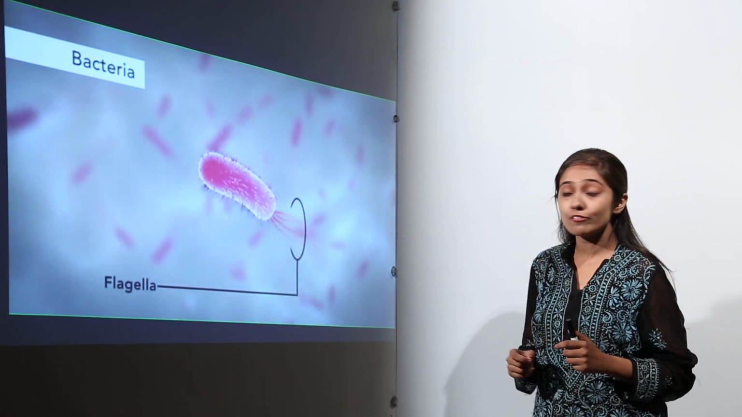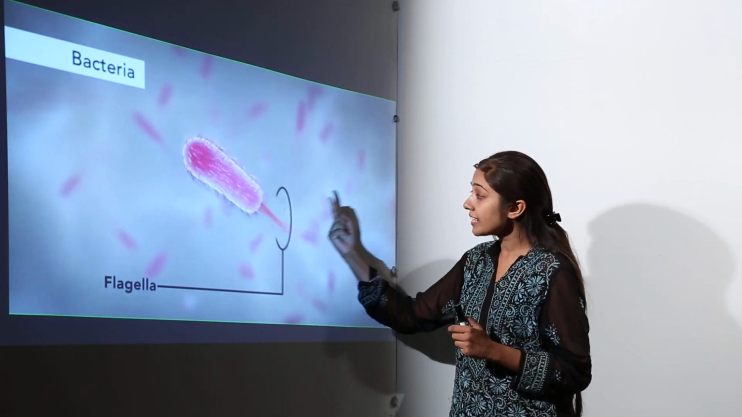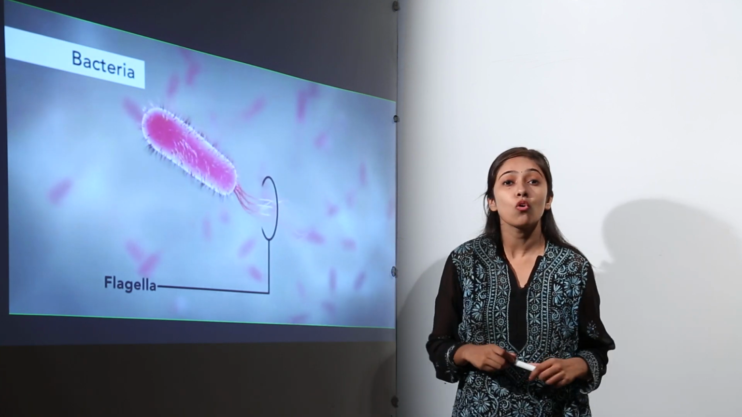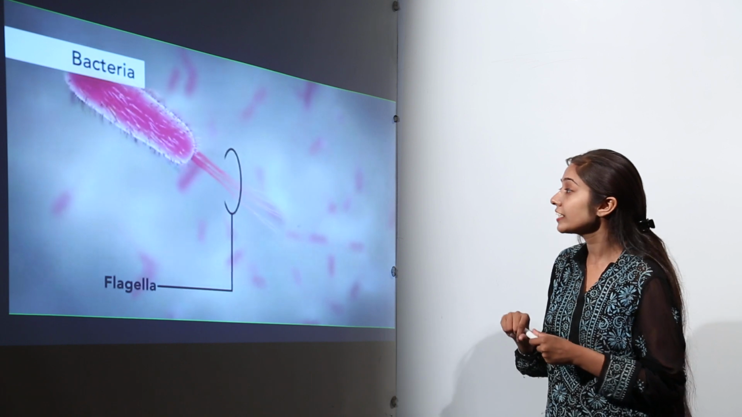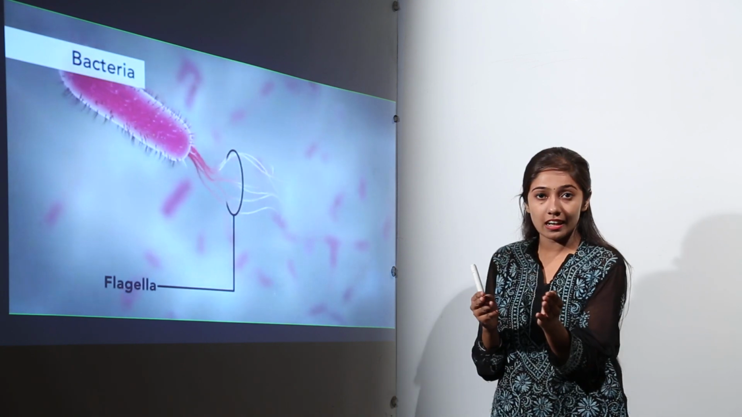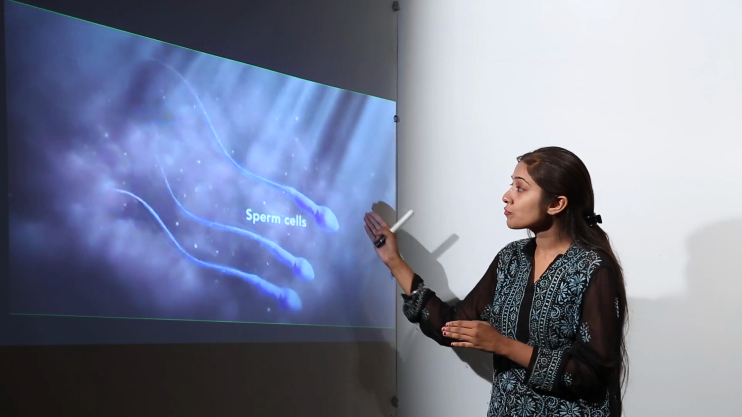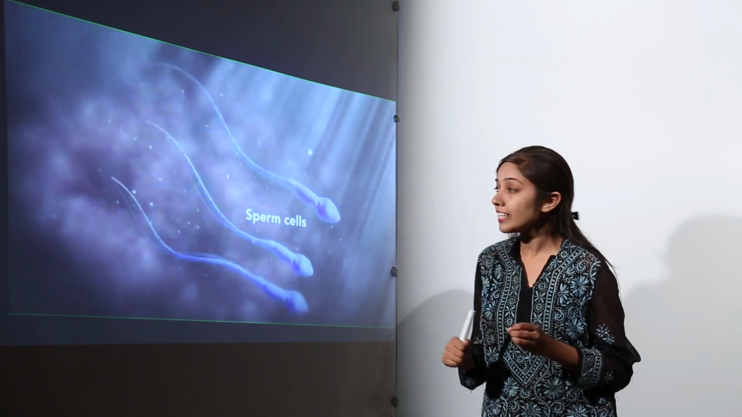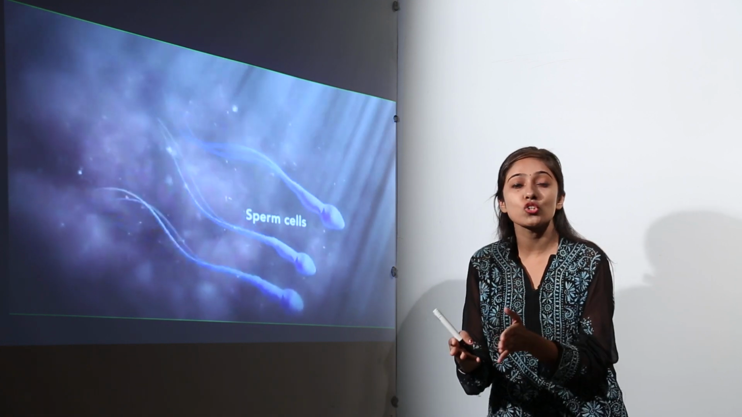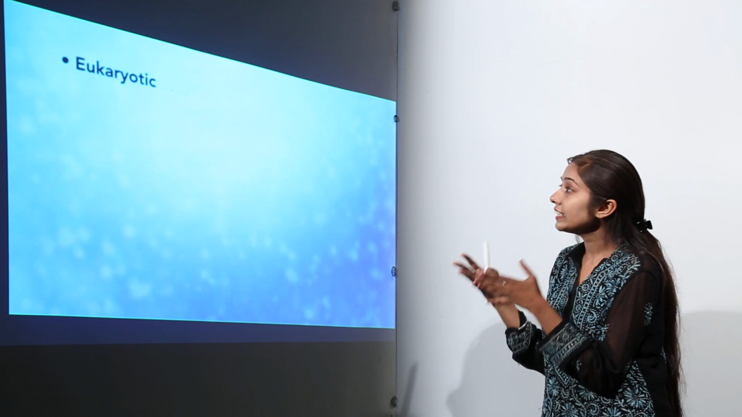In case of bacteria, for example, we have flagella, right. The flagella help in locomotion in bacteria. As we have seen cilia, in sperm cells also we have flagella, which again help in locomotion, in movement. So these are the unique features.